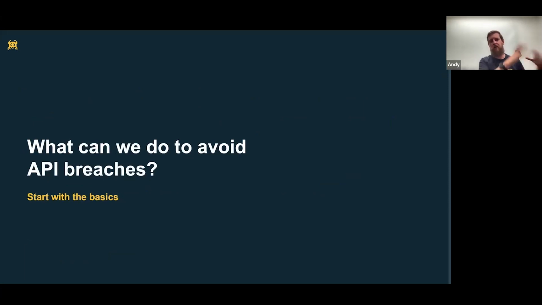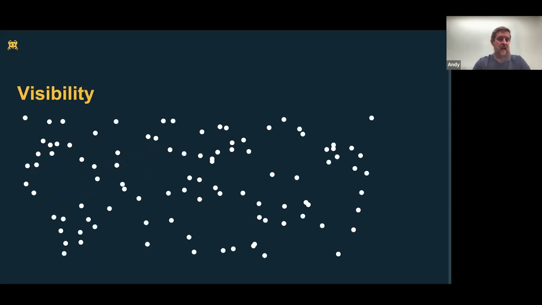That's a bit of background about what the big issues are that people are having when it comes to APIs that we're seeing in the headlines. And you can see that already there are some relatively basic problems that we need to try and tackle. So what can we do to avoid API breaches? Let's start with the basics. Visibility is a really good start.